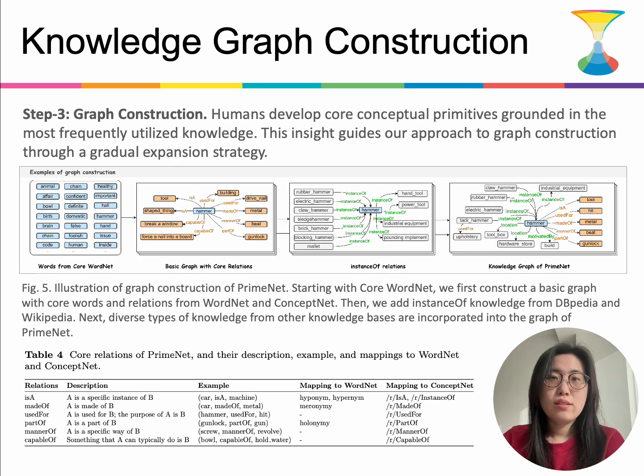In Step 3, we construct the graph in gradual expansion. Figure 5 shows how we construct the graph. First, we start with WordNet. We first construct a basic graph with core words and relations from WordNet and ConceptNet. Table 4 summarizes the core relations used in the core graph. Then we add instances of knowledge from DBpedia and Wikipedia into this graph. Next, diverse types of knowledge from other knowledge bases are incorporated into the graph of PrimeNet.